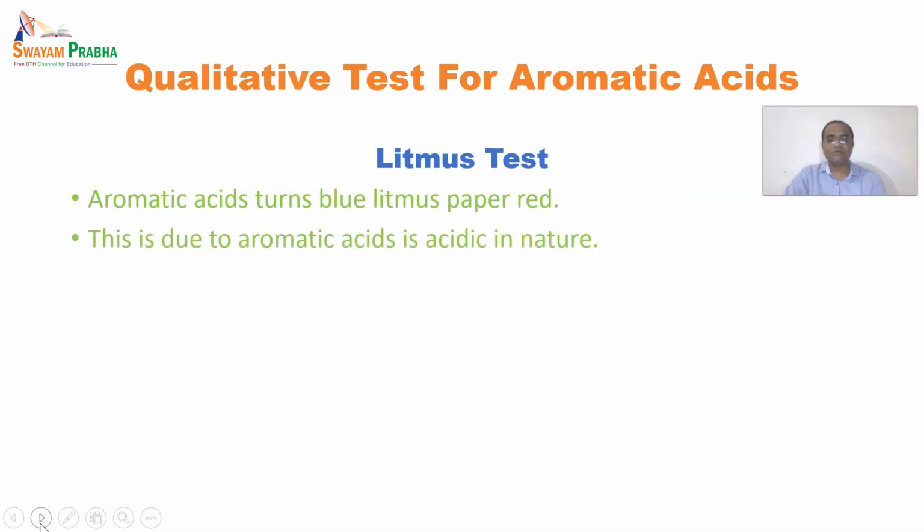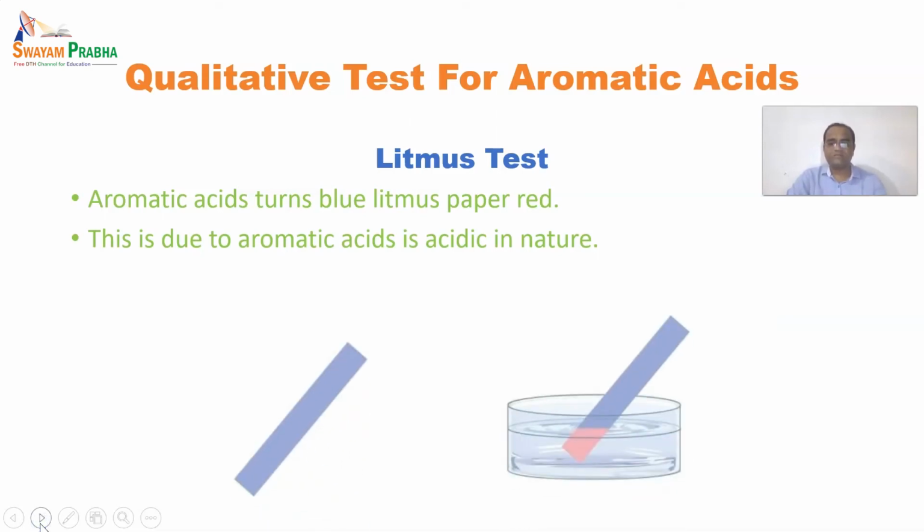Aromatic acid turns blue litmus paper red, as it does with aliphatic acids, and this is because aromatic acids are acidic in nature. Whatever we have seen, they have the capability to donate or lose a proton, so they are acidic in nature. So blue litmus paper, when dipped in a solution of an acid, will turn red.